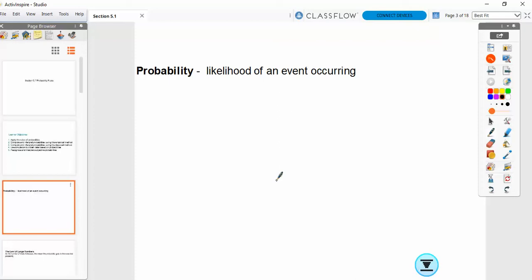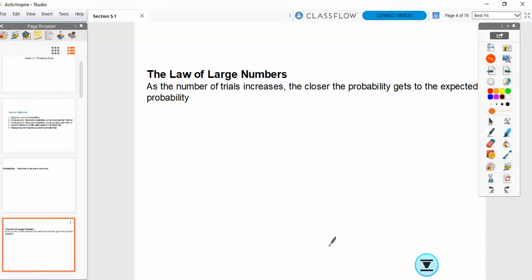Now, if I flipped that coin 10,000 times, do you think it would be closer to half of them heads and half of them tails? Yes. So the more times you repeat it, the more likely it is that what we see is close to what we expect. That's called the law of large numbers. As the number of trials increases, as I flip my coin more times, my real probability should get closer to what I expect.